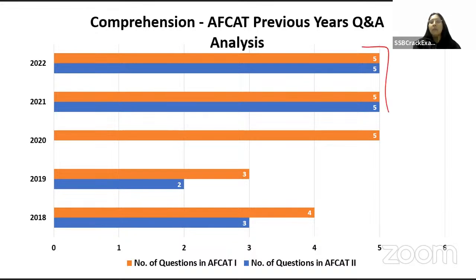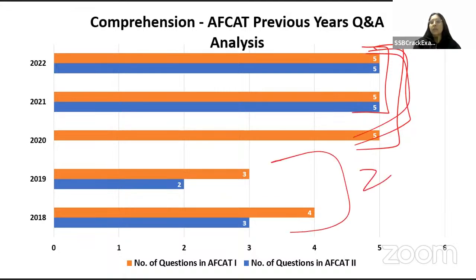So 5 questions. Again, it's an important topic, and now it has become extremely important because since 2020 you guys have been getting 5 questions. Here you guys were getting only 2, 4, 5, sorry, 2, 3, 4 actually, but now it has actually come up to 5 questions.